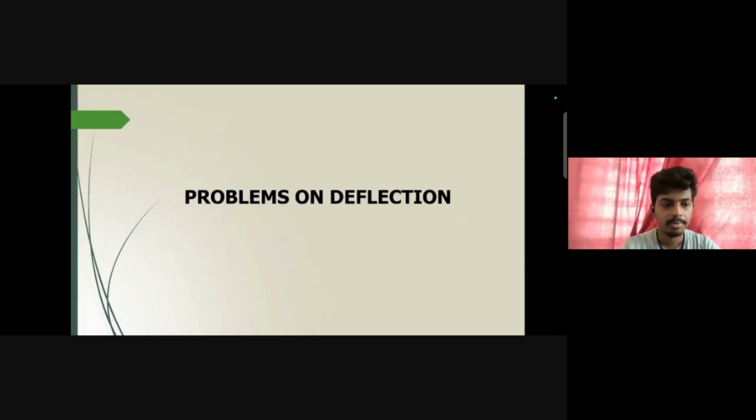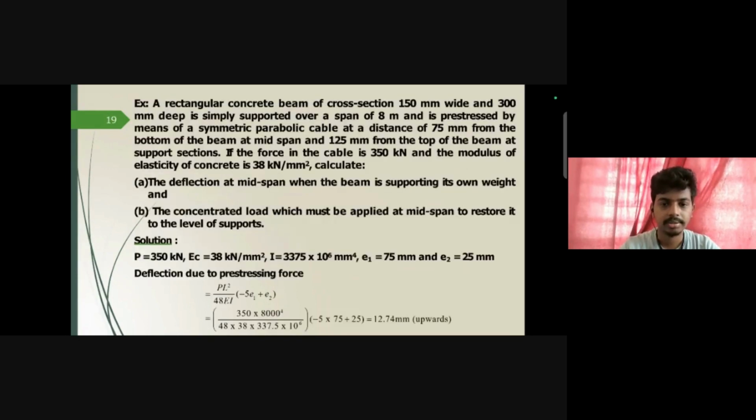Now we see some of the problems on the deflection. So we can see this problem. In this problem, the beam cross section is 150 mm wide and 300 mm deep, simply supported over a span of 8 meters, and is pre-stressed by means of a symmetric parabolic cable at a distance of 75 mm from the bottom of the beam at midspan, and 125 mm from the top of the beam at the supports. The force is 350 kN, and the modulus of elasticity is 38 kN per mm squared. We need to calculate the deflection at midspan when the beam is supporting its own weight, and then the concentrated load which must be applied at the midspan to restore it.